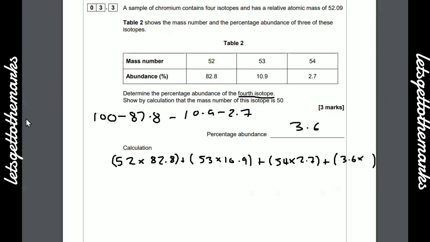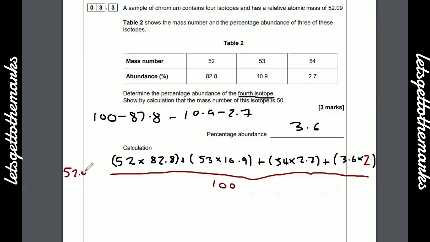I'm going to multiply that by my symbol that I was going to use, which was a Z. So I'm using a Z to represent the mass number, which we know is roughly 50. The question tells us that it's going to work out to be 50, but we need to show it by calculation. So we're dividing by 100, and that equals 52.09. So let's simplify this calculation and get to our answer to show that Z is equal to 50. So I'm going to first of all multiply out the brackets for all of these.